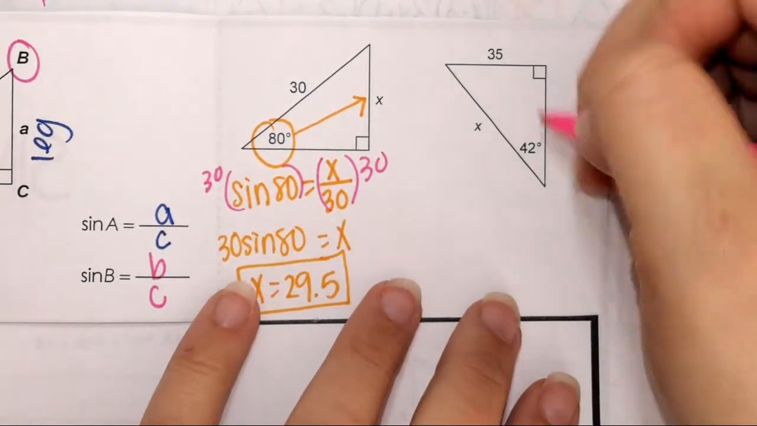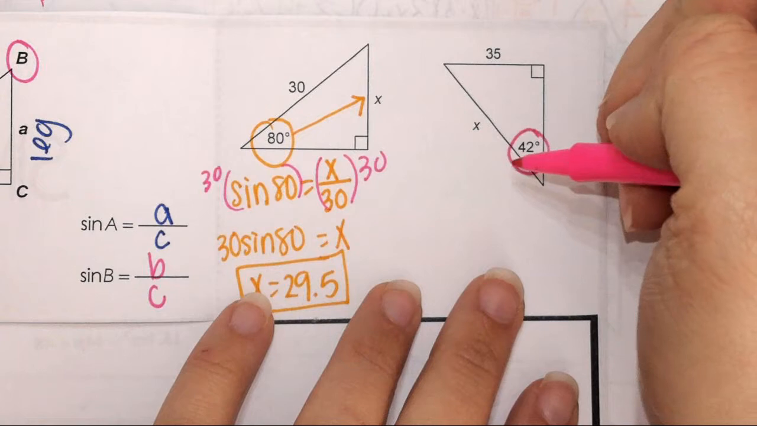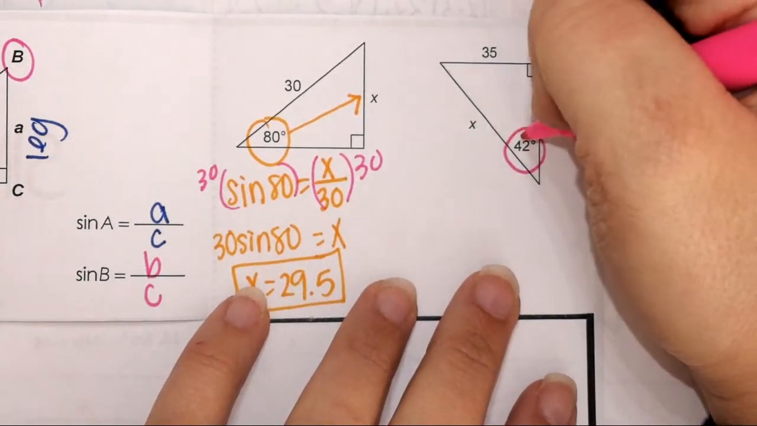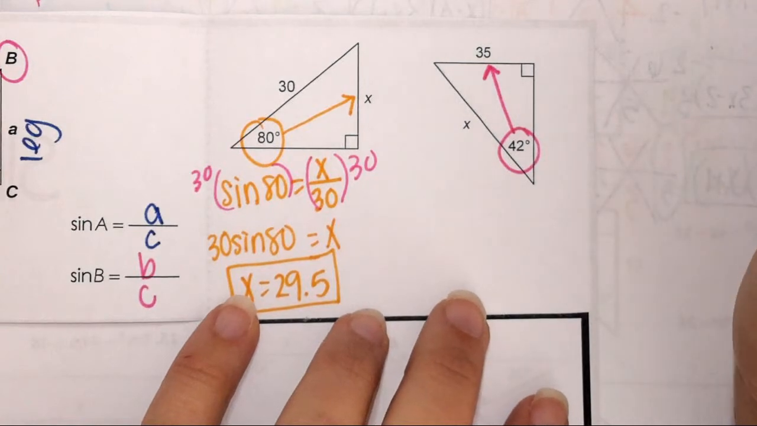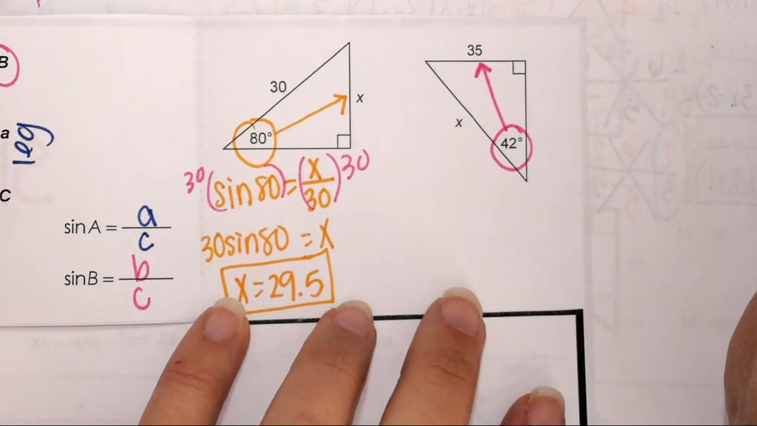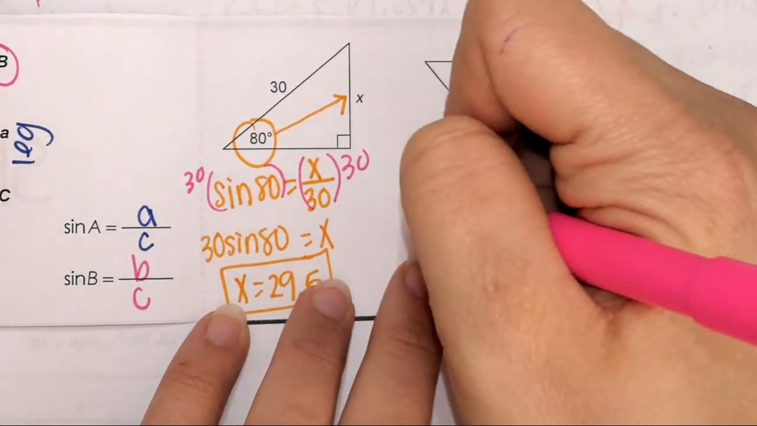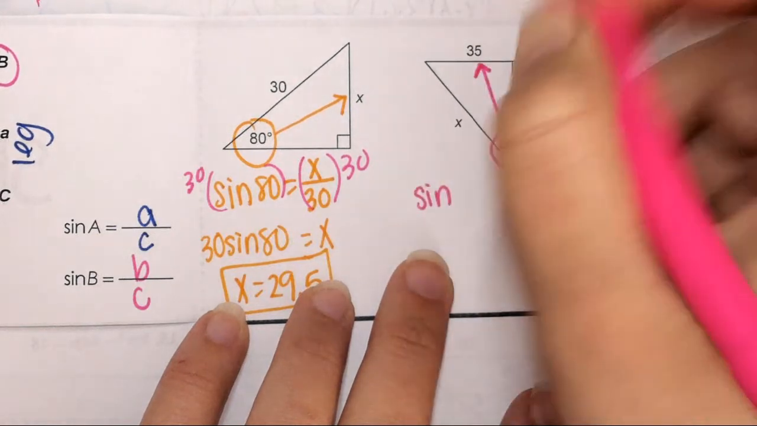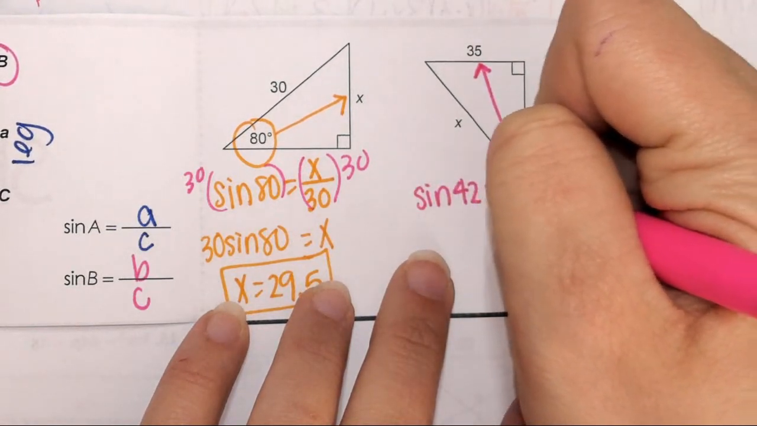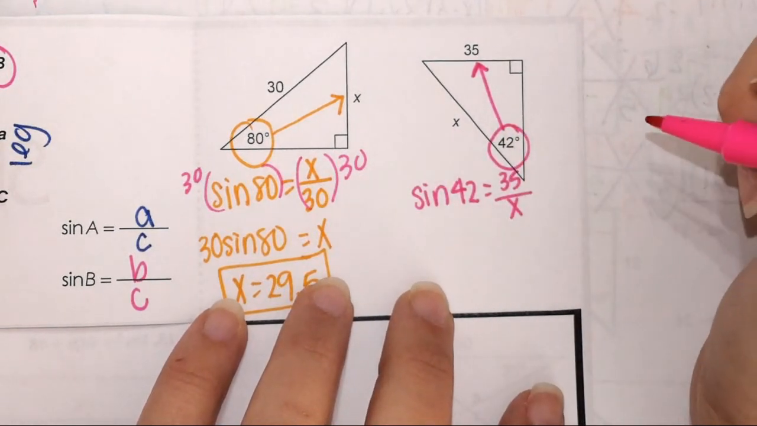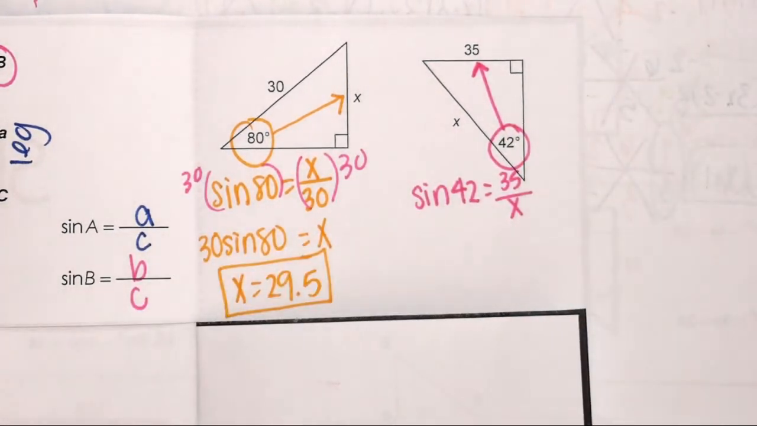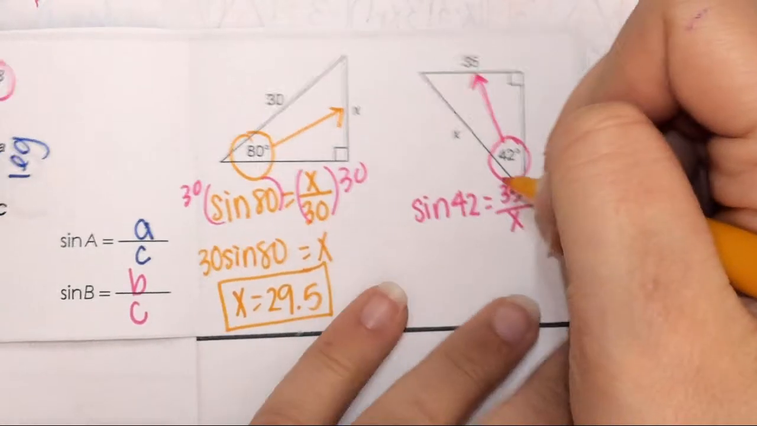Now for this one, they give us this angle, they give us a hypotenuse, so we're going to have to use sine or cosine. We look, this leg is opposite. So opposite divided by hypotenuse is sine. So we're going to do the sine of 42 equals 35 divided by x. Now we have to get rid of our fraction. So we're going to multiply both sides by the denominator, which this time is x.